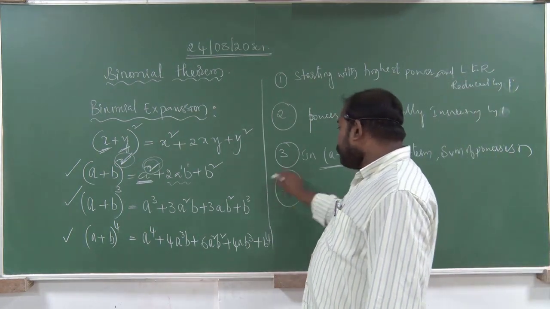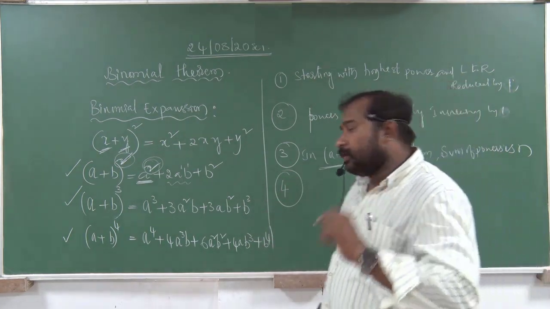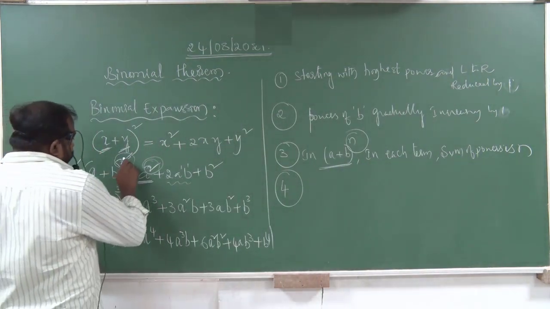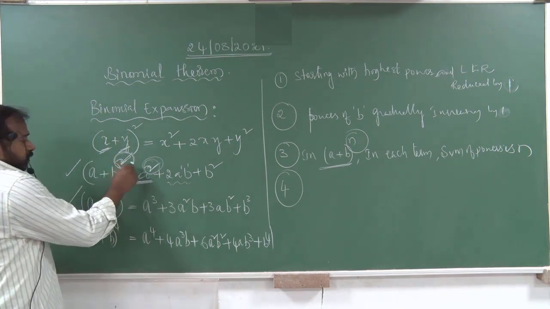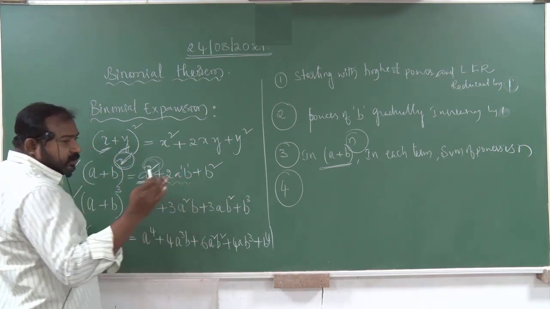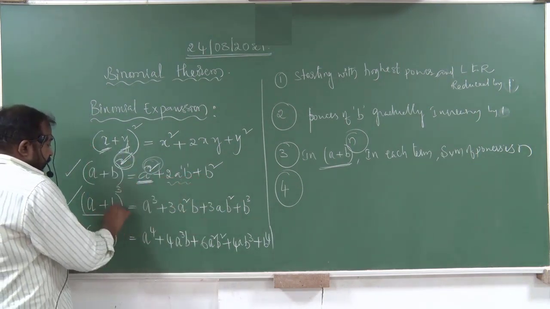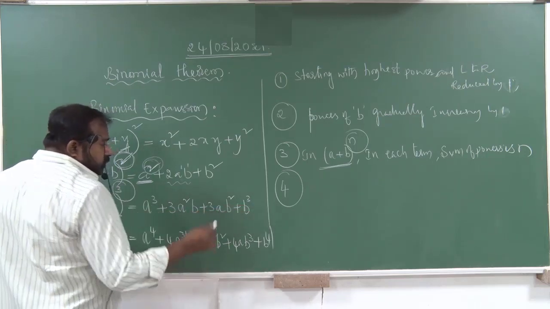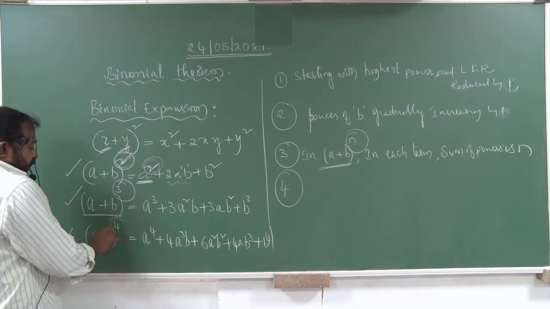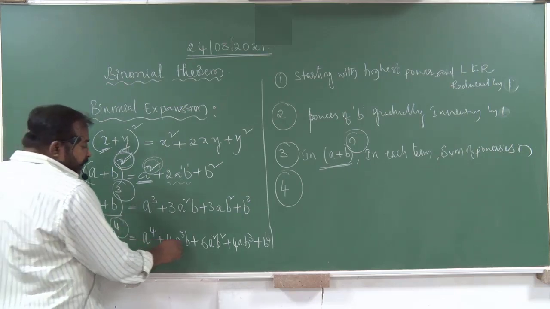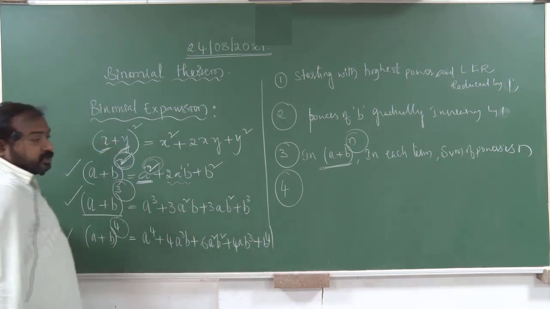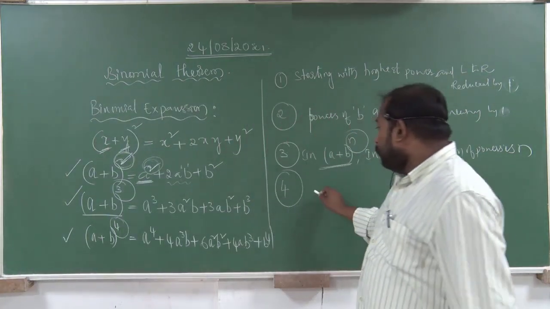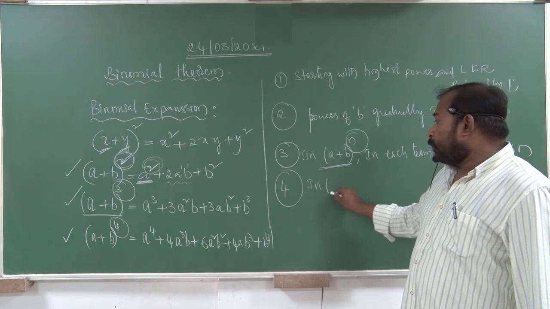Next, fourth observation. What is the fourth observation? If you observe here, a plus b whole square, power 2 is there. How many terms are there? 3 terms are there. A plus b whole cube, power 3 is there. Here how many terms are there? 4 terms are there. Here power 4 is there. How many terms are there here? 5 terms are there. So by observing this, we can say one particular point.